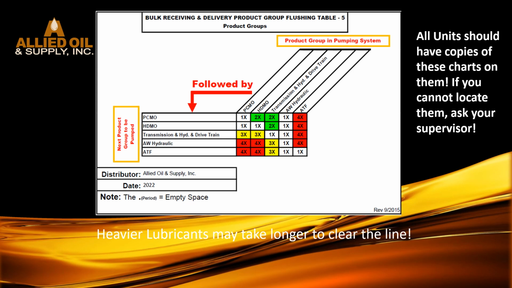For example, if you are going from an HDMO product to a PCMO product, you would need to flush 2 times the reduced common volume. But if you were going from a PCMO to an ATF, you would need to flush 4 times the amount. We always recommend using a separate pump for ATF.